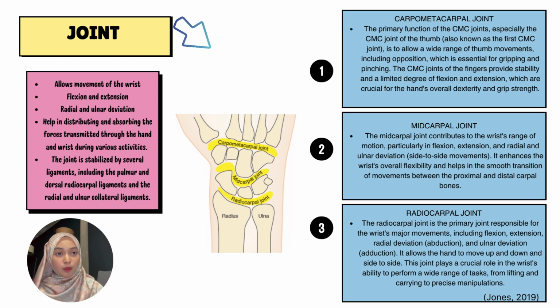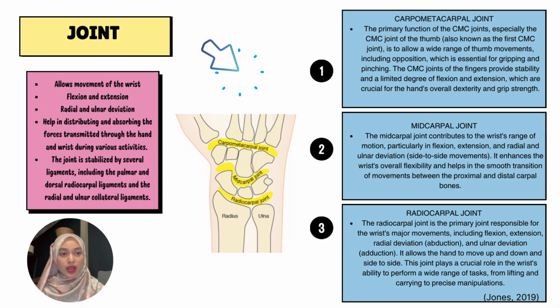So, carpometacarpal joint. The primary function of CMC joints, especially the CMC joint of the thumb, is to allow a wide range of thumb movements, including opposition, which is essential for gripping and pinching. The CMC joints of the fingers provide stability and a limited degree of flexion and extension, which are crucial for the hand's overall dexterity and grip strength.